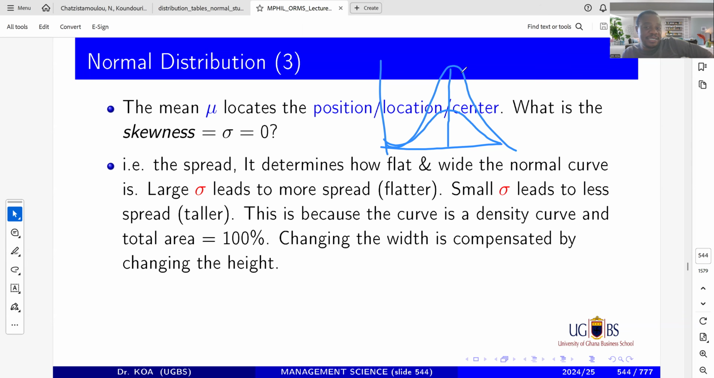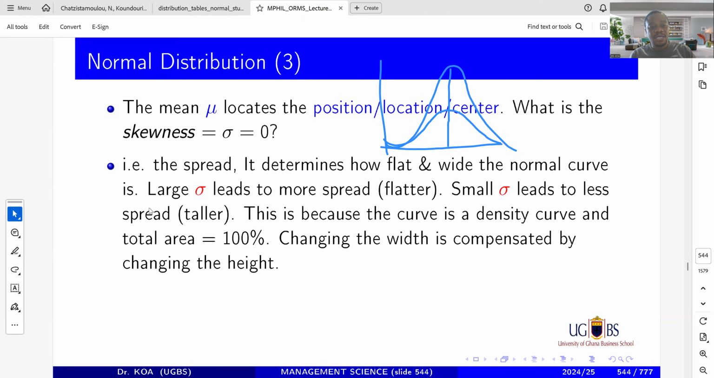Because the density of the curve, and the total area is 100%. So whatever you do, you change the width, it's compensated by the height. For example, as you squeeze the thing, then the height will become taller. As you stretch the thing, open it, then the height will come down. That's how it's behaving. I wish I had a machine to show you. But hey, I know you get what I mean. You're the smartest people I've ever known.